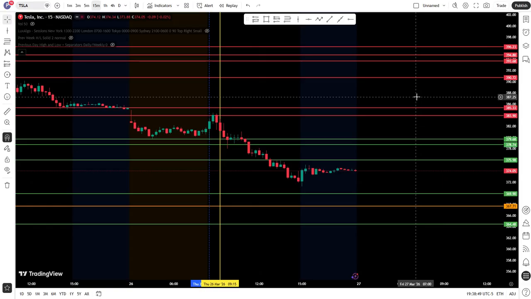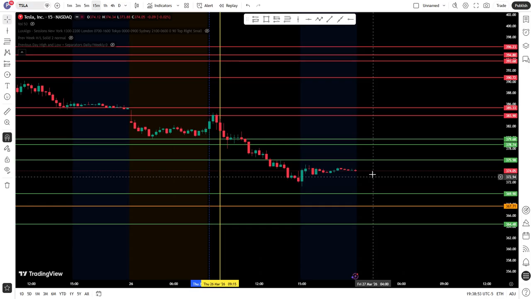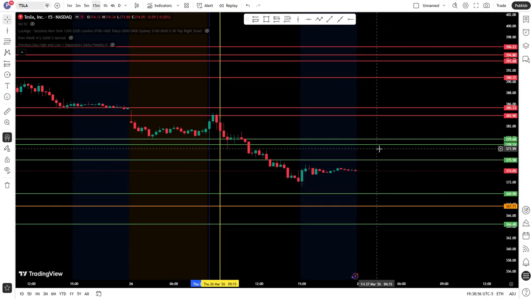I need to get rid of these lines and then draw the areas of liquidity lines for tomorrow.